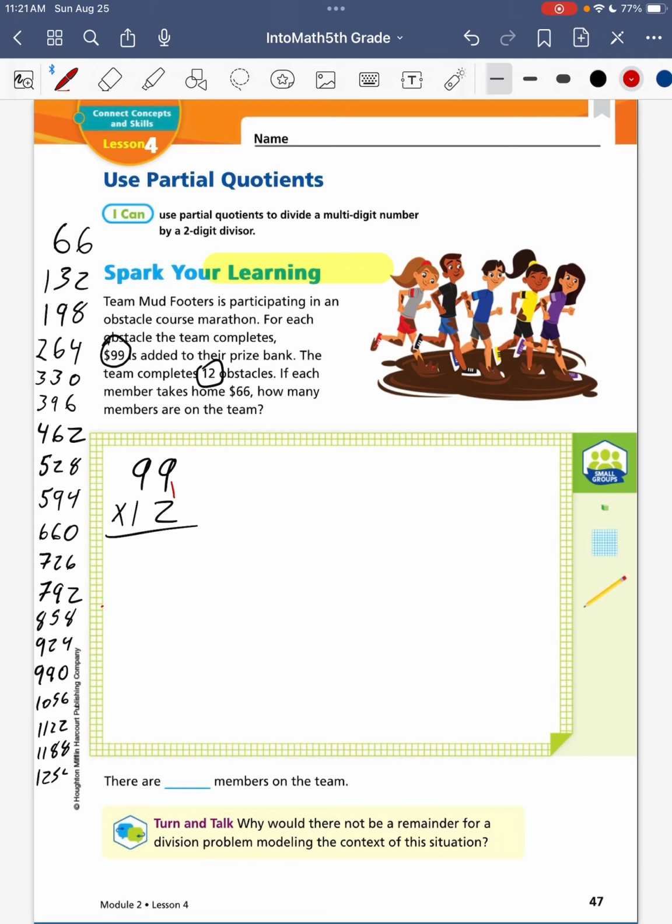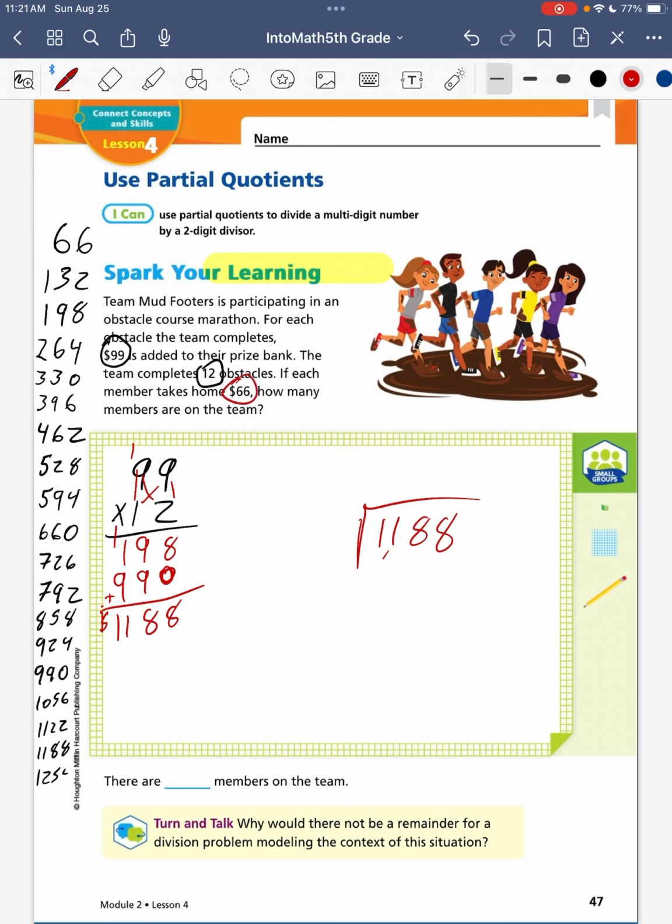Following what we learned earlier this year, we start with our ones. 2 times 9 is 18. Carry that over to our tens place. 2 times 9 is 18 plus 1 for 198. Now we move on to our tens place. We put a 0 as a placeholder and multiply 1 times 9 for 9. 1 times 9 for 9, and now we add this all up. 8 plus 0 is 8. 9 plus 9 is 18. 1 plus 1 is 2 plus 9 makes it 11. So we know that they have a total of 1,188 as their prize bank.